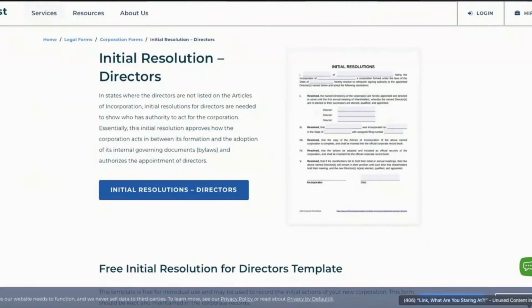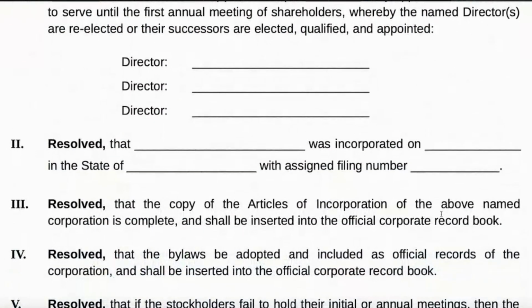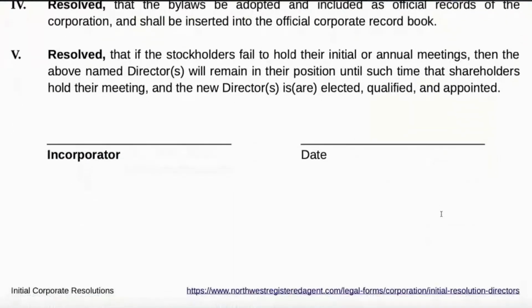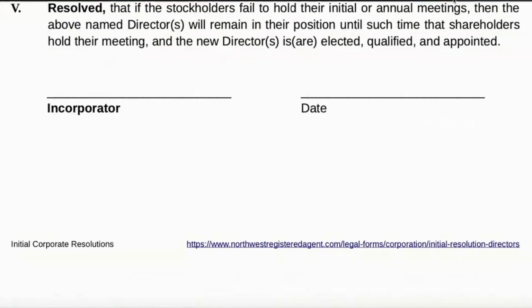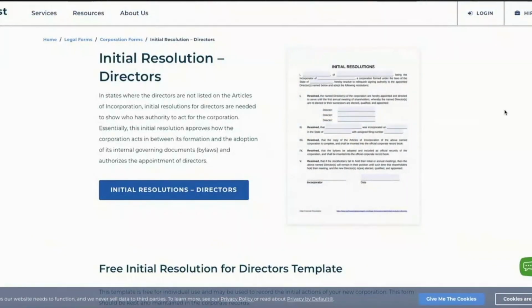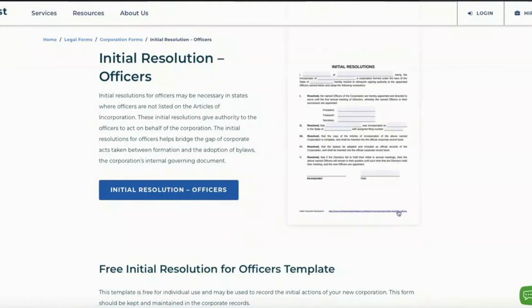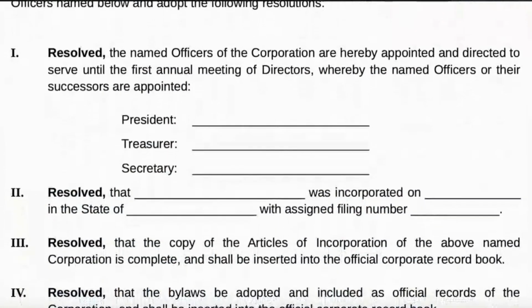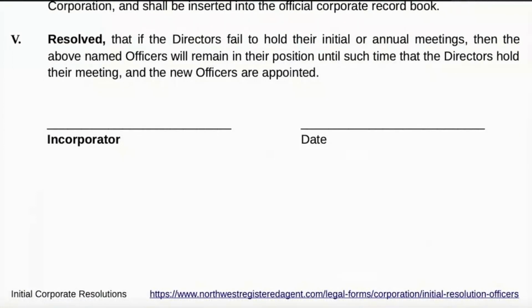Corporate directors are individuals elected by the shareholders to oversee the management and direction of the corporation. The board of directors is responsible for making major decisions and setting policies for the corporation. The board of directors typically elects officers, such as the CEO and CFO, to manage the day-to-day operations of the corporation. The number of directors and their qualifications are typically set forth in the corporation's bylaws.